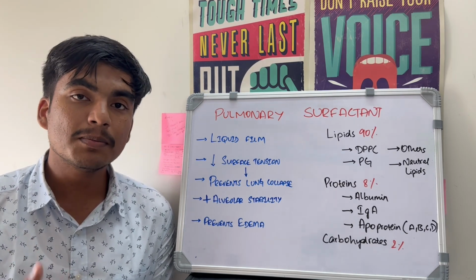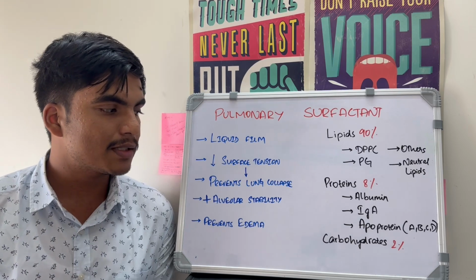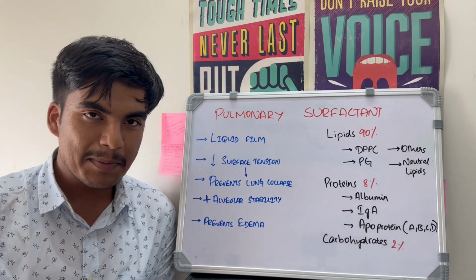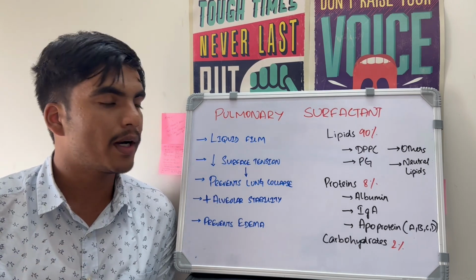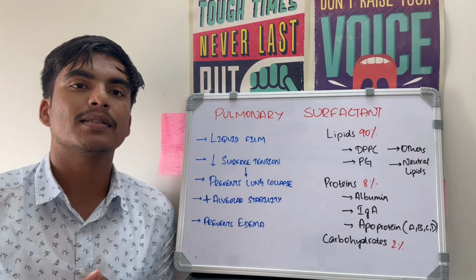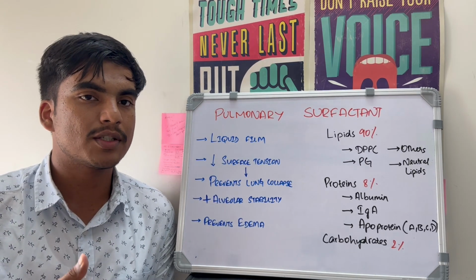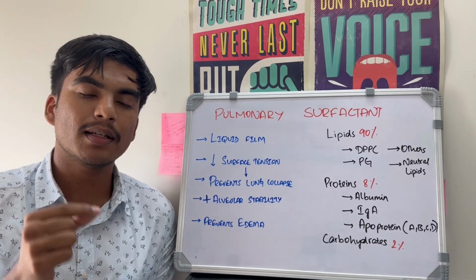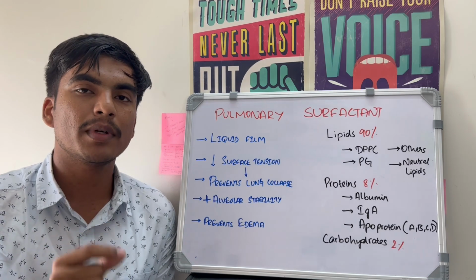So let's see about the composition of pulmonary surfactant. Lipids, proteins and carbohydrates in the following percentages. 90% of lipids, 8% of proteins and 2% of carbohydrates. The major substance that governs the decrease in surface tension is nothing but the DPPC, dipalmityl phosphatidylcholine. It is also called as dipalmityl lecithin.